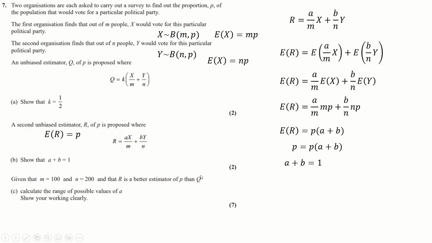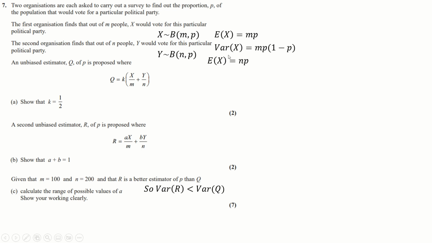Now, if R is a better estimator, that means var of R is less than var of Q. So now, of course, we need to work out var of R and var of Q. So let's do that. We're going to need the variance of X and Y first, and that's, of course, just from regular A-level stats, np(1 minus p). So we're going to need those results first too.